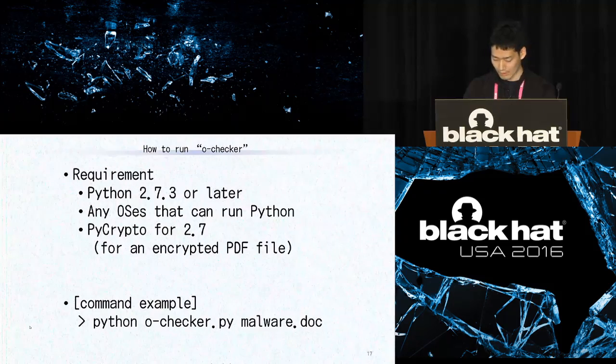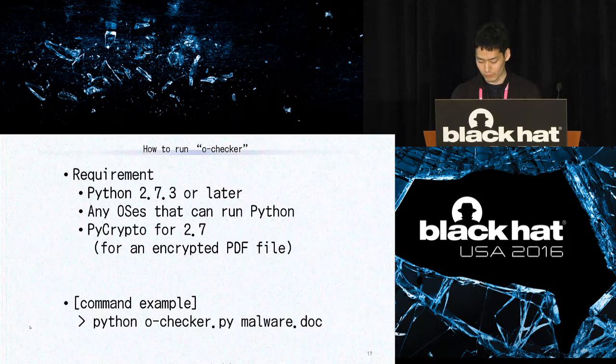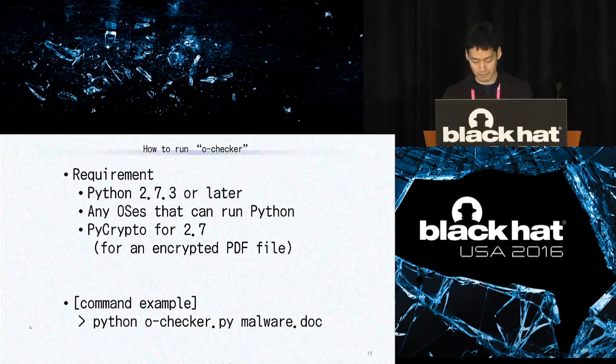Now, I'm going to briefly show you how to use OChecker. OChecker requires Python, so OChecker can run on any OS as long as Python is installed. Usually, no additional package is necessary to run OChecker. However, if you'd like to analyze an encrypted PDF file, PyCrypt is required to deal with encryption in the PDF file.